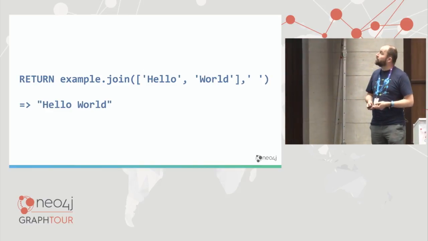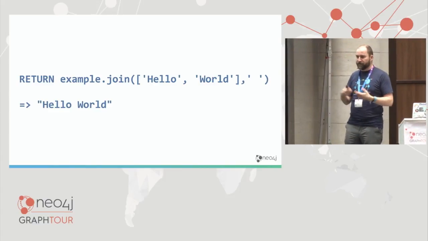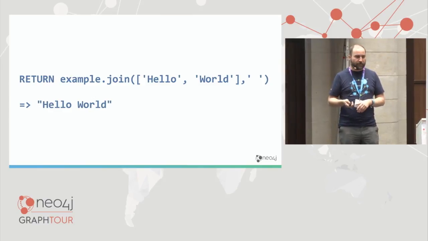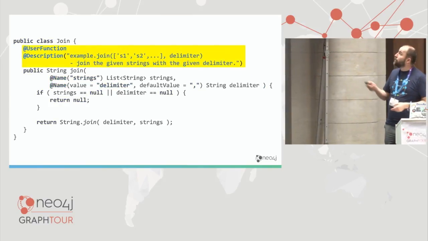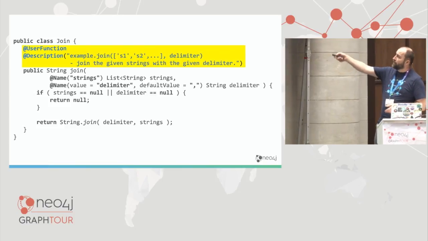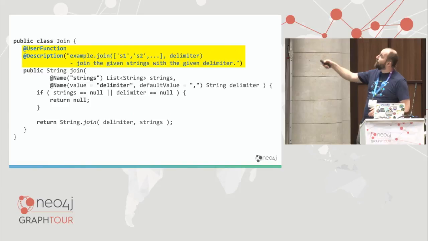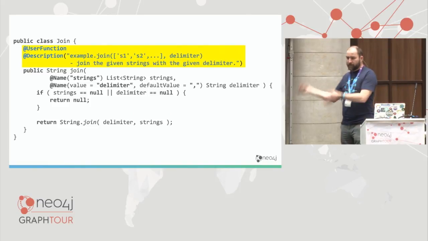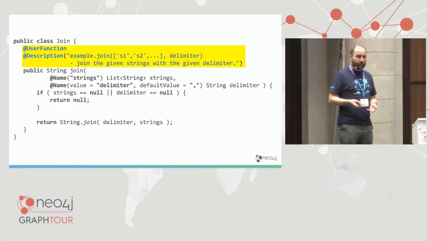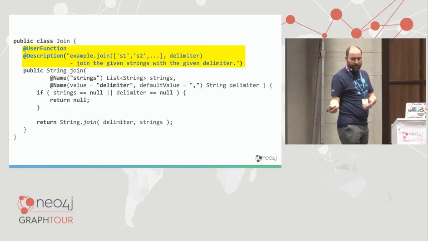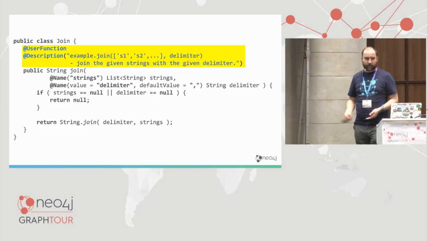So this is an example that joins strings. Cypher doesn't have a join function, so we can just build our own. It takes a list of strings and an optional delimiter, and then joins them up. And here what we do is we again annotate some code with user function, can put in a description, and as parameters we have the list of strings as the first parameter, and the second parameter is optional because we also give a default value. So if you don't pass it in, it defaults to comma. And then we just join them up, return them as a string, and that's it.